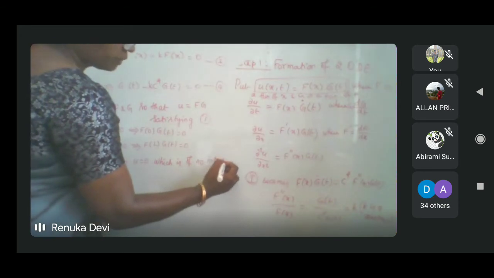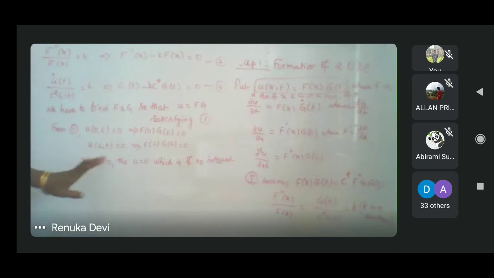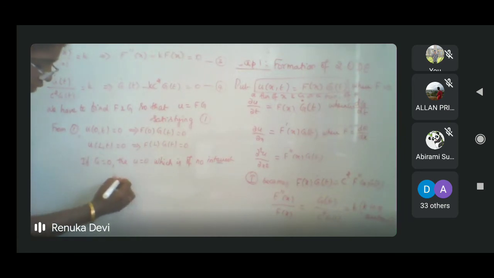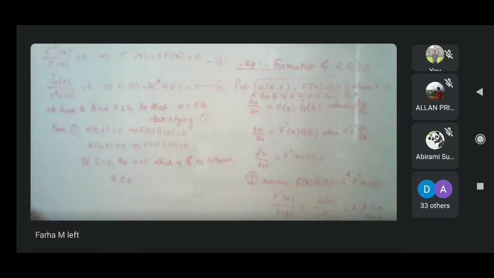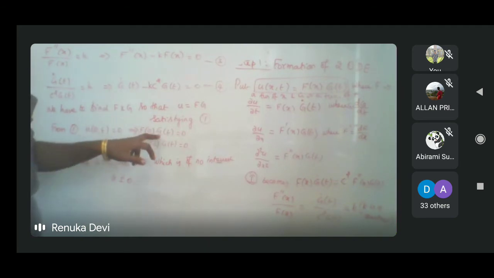Temperature 0 means there is nothing existing. So we are not taking g equal to 0. Therefore, g is taken as non-zero. Is it clear? The product is equal to 0, so either f of 0 equal to 0 or g of t equal to 0.